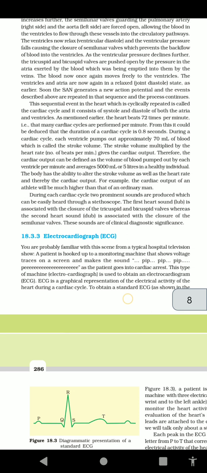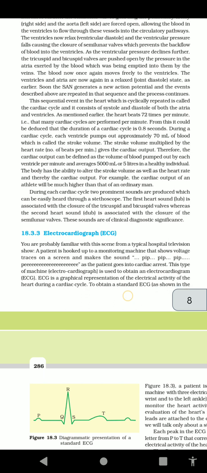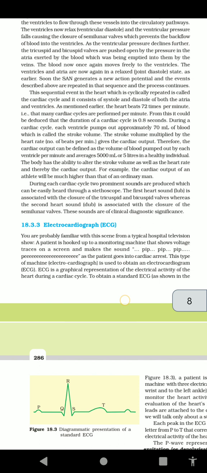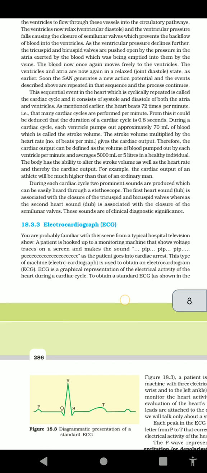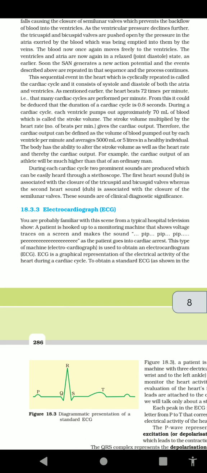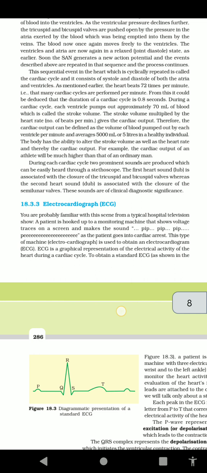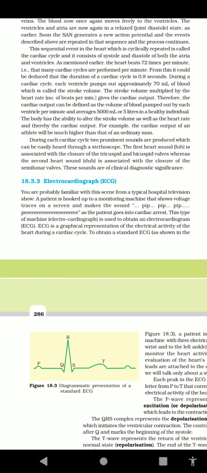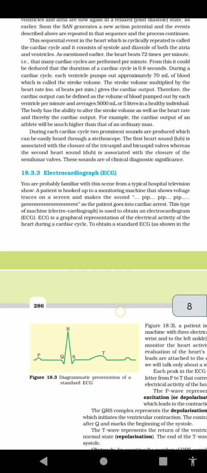The ventricles now relax, which is ventricular diastole, and the ventricular pressure falls, causing the closure of the semilunar valves, which prevents backflow of blood into the ventricles. As the ventricular pressure falls further, the tricuspid and bicuspid valves are pushed open by the blood from the veins. The blood now flows freely into the ventricles. Again, since the SA node generates a new action potential, the events described above are repeated in sequence and the process continues.